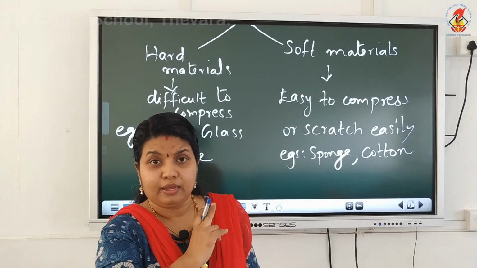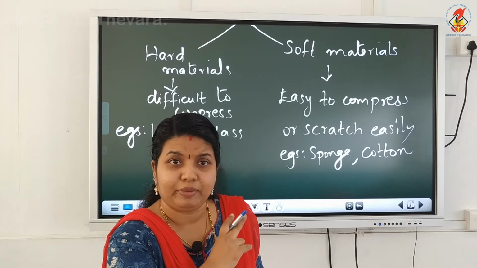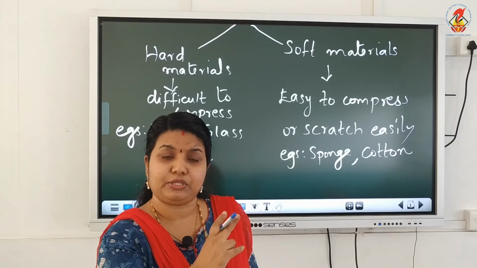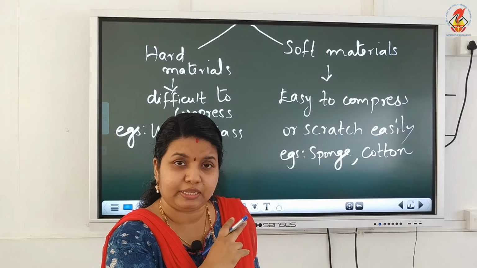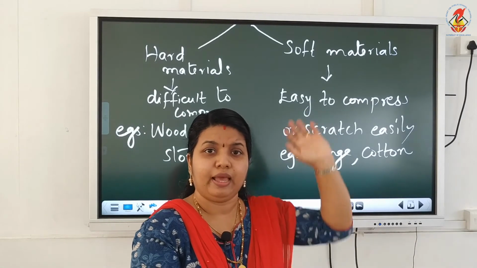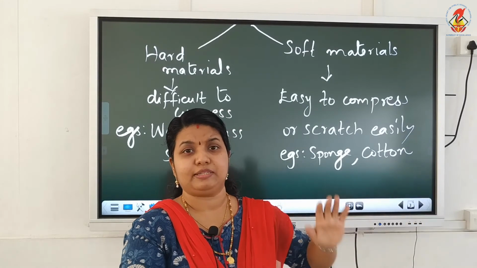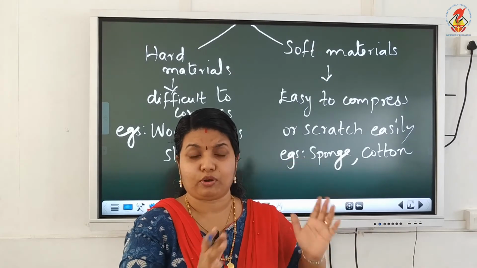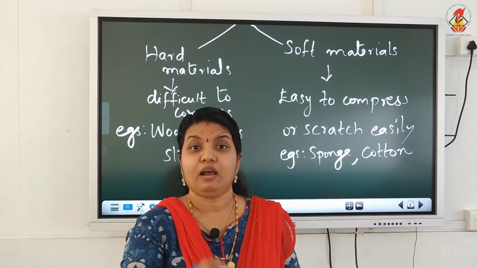I hope this division is clear to you. How materials can be classified based on their hardness. Hard materials and soft materials. So, all hard materials will come under one group and all soft materials will come under another group. So, sorting is made based on hardness here.